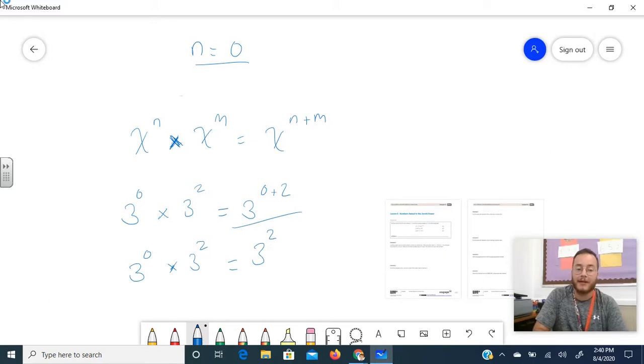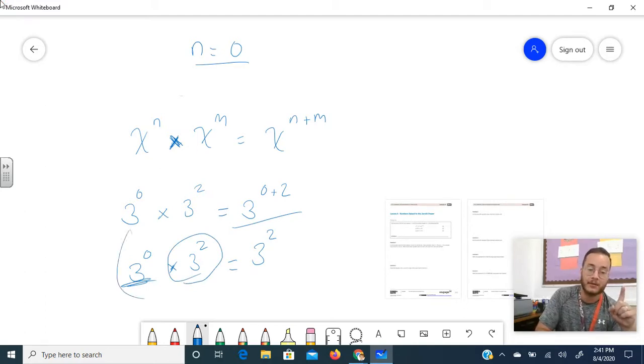Can anybody think of how I can find this value? Well, what I should do is get it by itself. And how do I do that? How do I get 3 to the 0th power by itself? I need to get rid of everything else on this side. And if this is times 3 to the 2nd power, how do I get rid of this times 3 to the 2nd power? I can do one of two things.